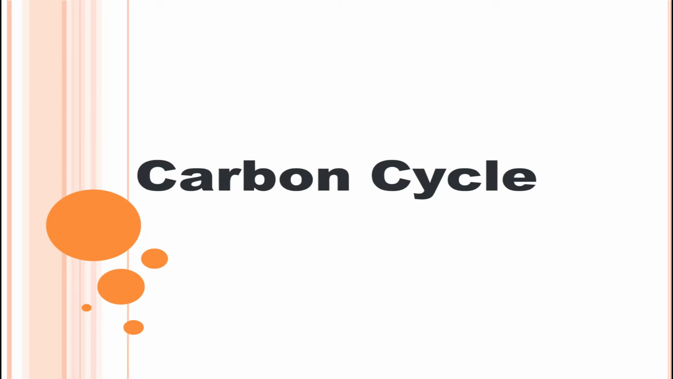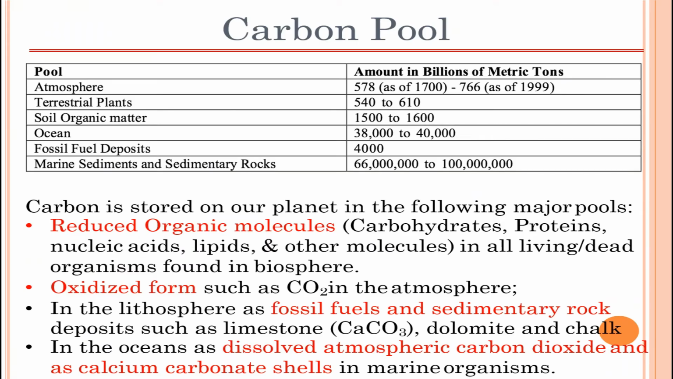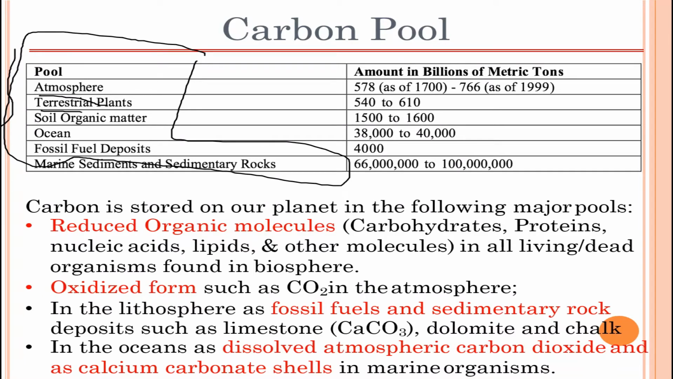Moving on, the next cycle that we have here is the carbon cycle. Talking about the carbon cycle, let us discuss some of the important information. The carbon pool consists of these important substances: the atmosphere, the terrestrial plants, soil organic matter, oceans, fossil fuel deposits, and marine sediments and sedimentary rocks. So basically it combines everything that exists on earth.